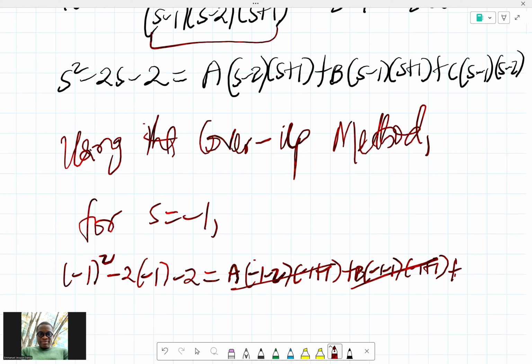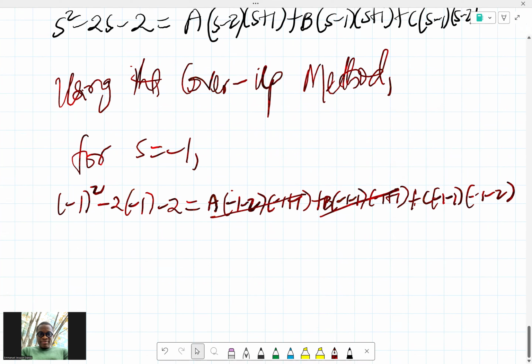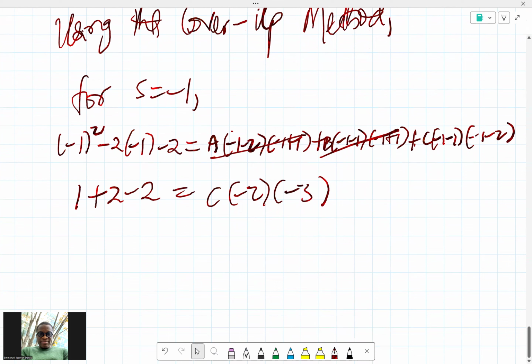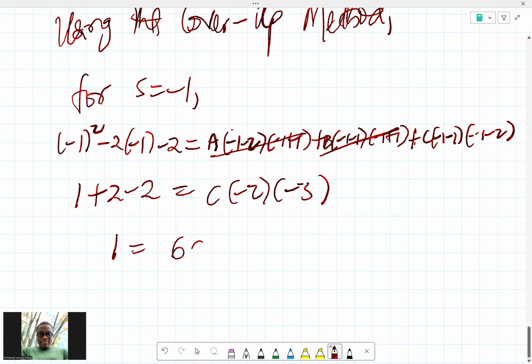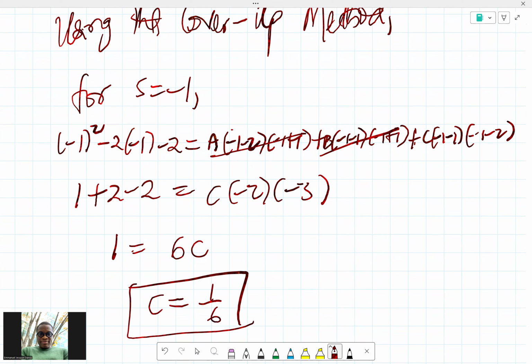Then the last one, we have to pay attention. So c into minus 1 minus 1, since s is minus 1, right? Minus 1, okay. Then now into minus 1 minus 2. So that's where we have the result, right? So this is 1 plus 2 minus 2 equals c into minus 2 into minus 3. So this is 1 here equals 6c. So that means that c is equal to 1 over 6. So we have that sorted.